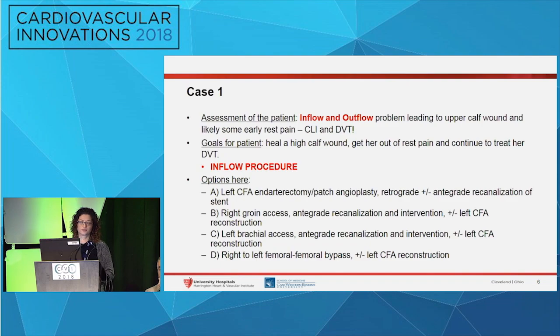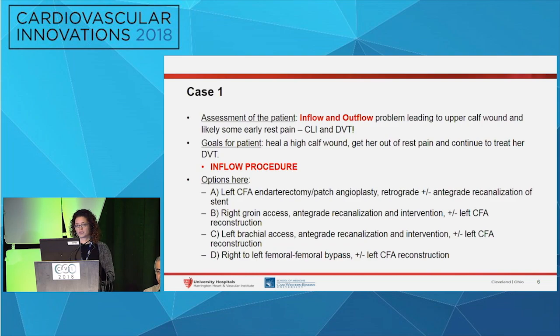So for a patient like this, first I'd like to assess what the problem is. To me, she had something that's not very typical. She had an inflow problem stemming from her certainly iliac disease and possibly common femoral disease. And I think the wound progressed so quickly, and was atypical, because she also had an outflow problem. So we have a patient with both CLI and DVT.